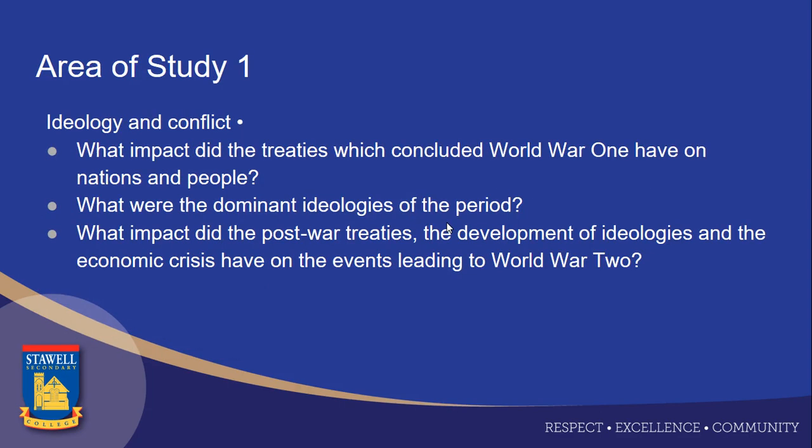Area of Study 1 is looking at the impacts the treaties that concluded World War I had on the nations and peoples, and what the dominant ideologies of the period were. So we're looking at the rise of the Nazi Party and Adolf Hitler and how the Treaty of Versailles helped to bring forth the social changes which led to the rise of the Nazi Party. Communist Russia emerged after the 1917 Bolshevik Revolution. And in Japan, the government was increasingly influenced by the military and by anti-Western attitudes, shaping much of its political and social actions leading into World War II.